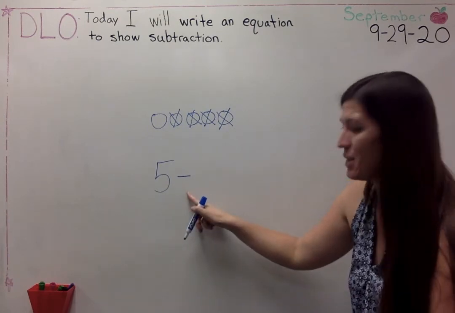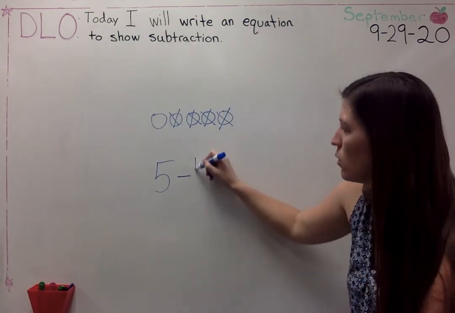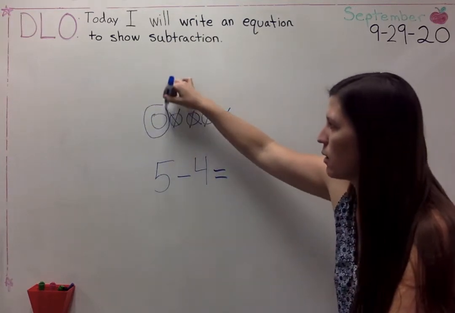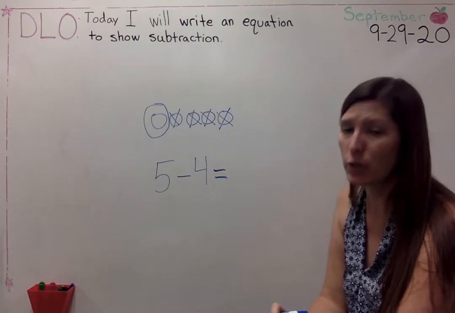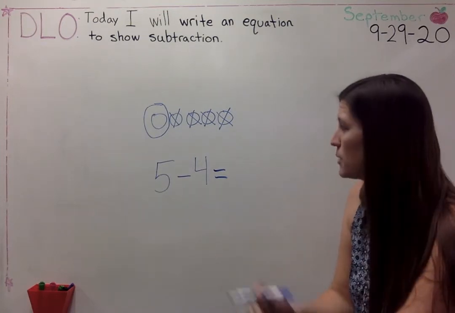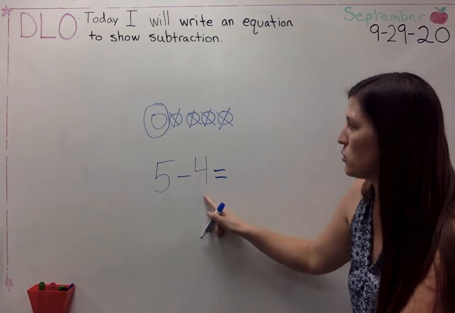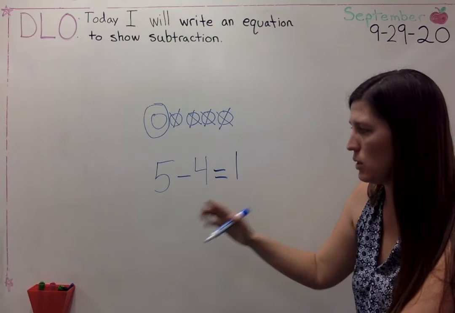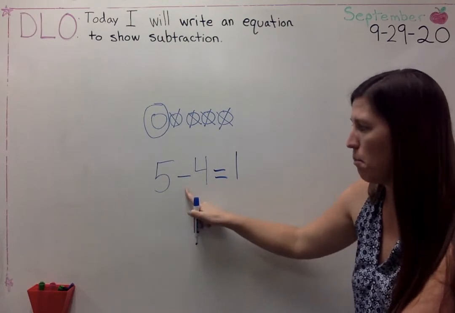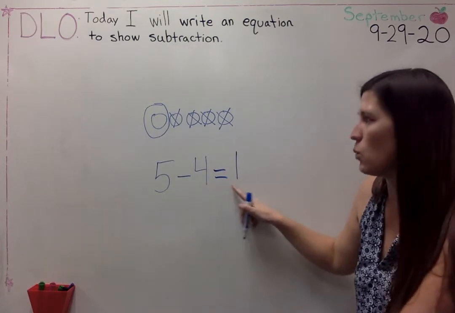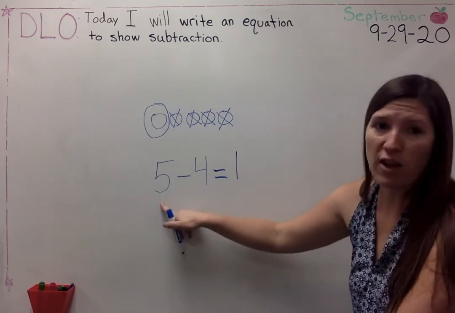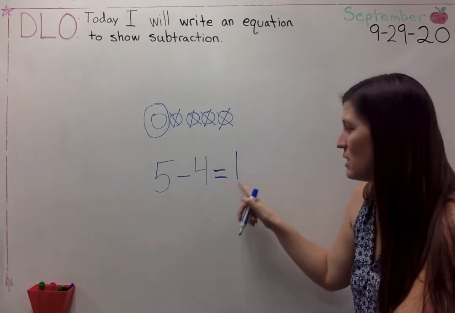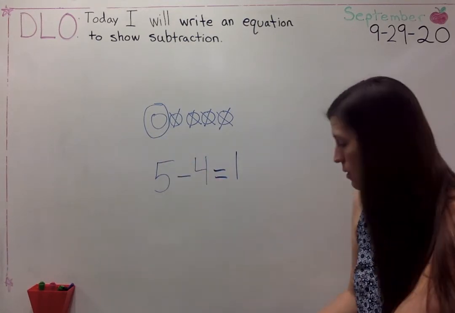5 minus, I'm taking away, how many did I eat? 4 equals, how many are left? 1 cookie's left. Maybe I'll share it with my friends. 5 minus 4. I took 4 away. My difference is 1. Let's read this equation. 5 minus 4 equals 1. I had 5 cookies. I ate 4. I took away 4. So my difference is 1. Only 1 is left.